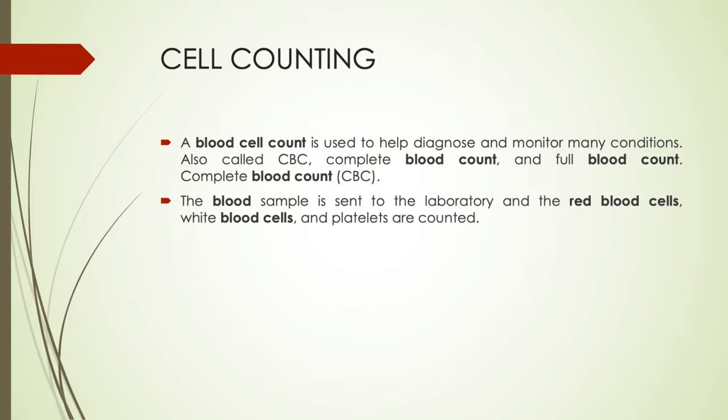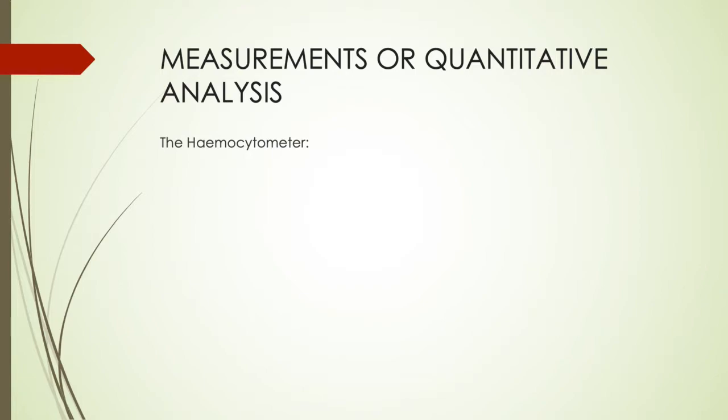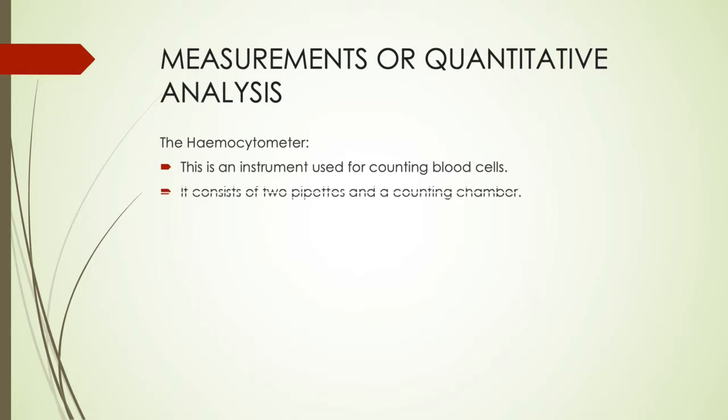The blood sample will be sent to the laboratory for calculating the numbers of especially the RBCs, WBCs and platelets. And if it is very important, then we can count the numbers of absolute eosinophils and reticulocytes also. The instrument used for the cell counting process is named the hemocytometer. This is an instrument used specially for the counting of blood cells, and it will contain two pipettes for the counting chamber.